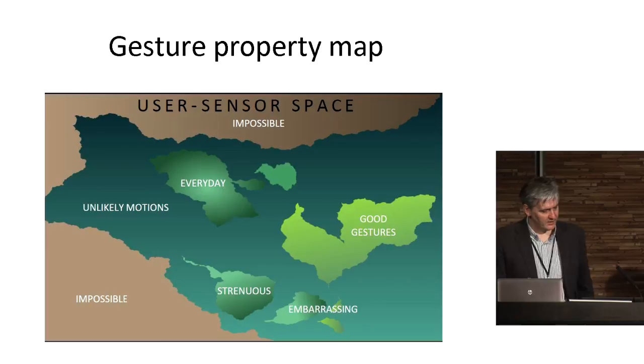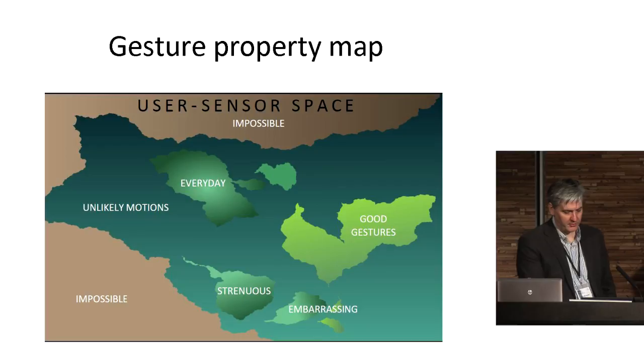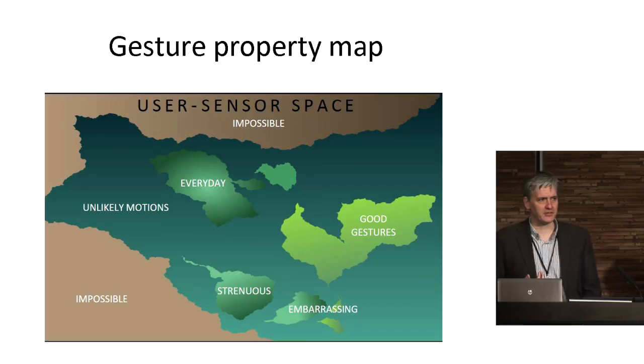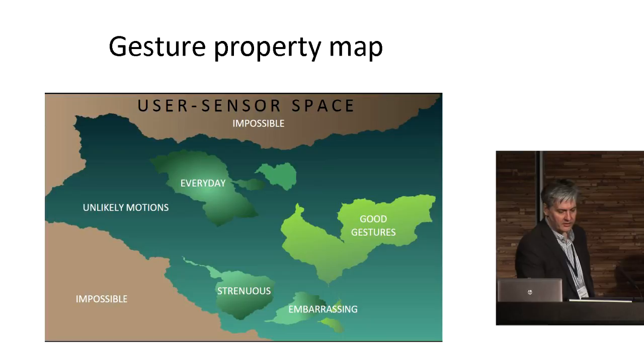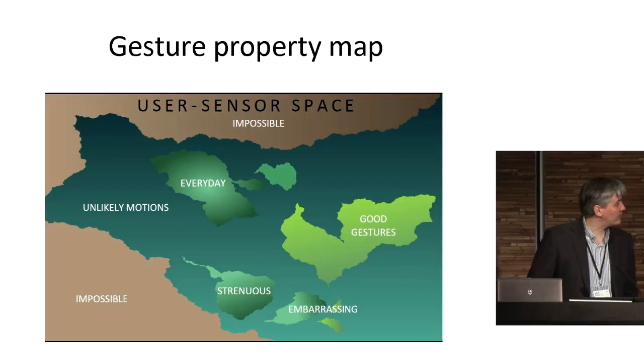So you can essentially map out the properties of gestures. There might be some things which are everyday motions, things which happen during your normal life, and you don't want them to be gestures because they're going to be fired off all the time by mistake. There are things which just can't be done. There are things which can be done but are very unlikely to happen. There are some that can be done but which are strenuous to do or problematic long term. There are some which are socially embarrassing to do. And there are some which are good ones that you would use for a particular purpose.